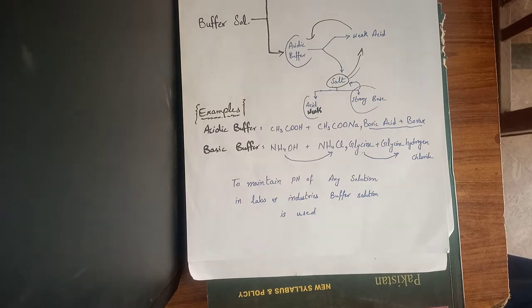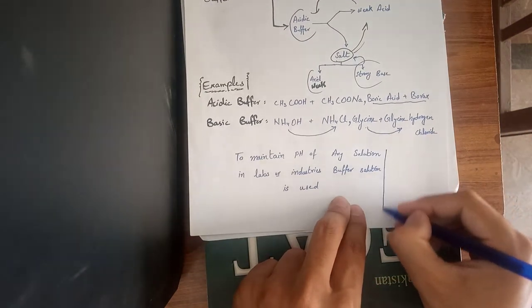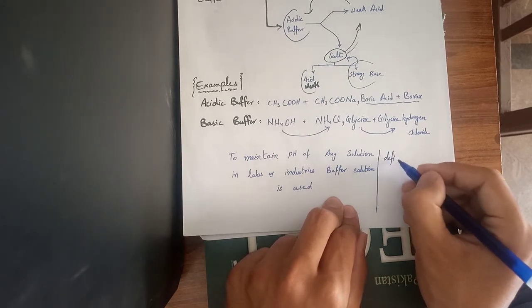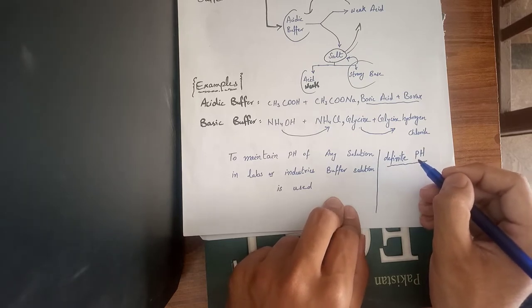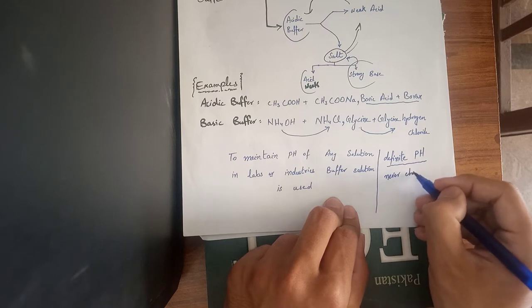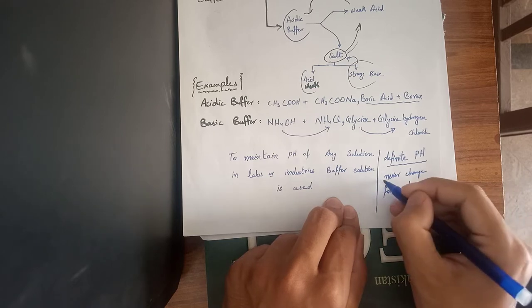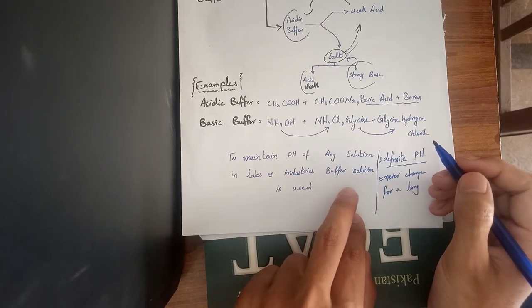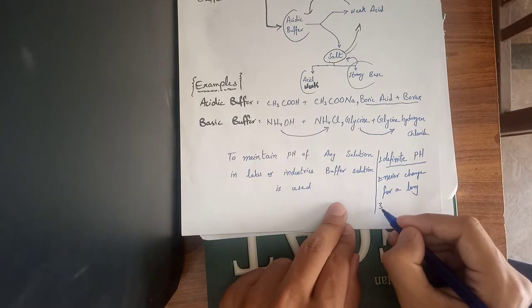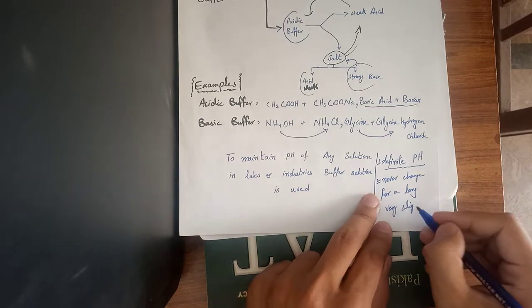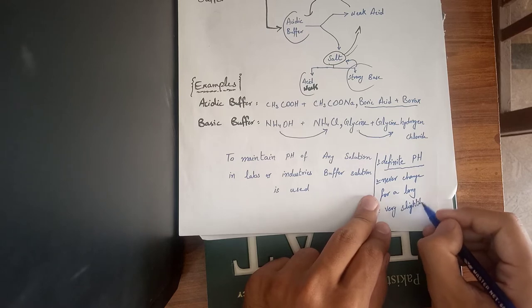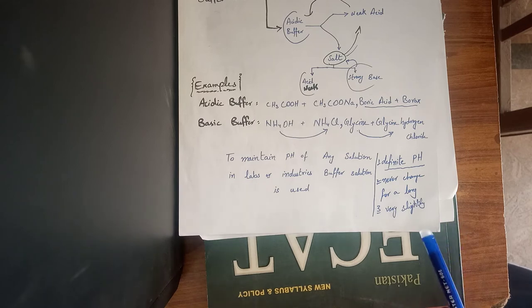I will also tell you the properties of a buffer solution. The properties include a definite pH, meaning the pH is almost defined and constant, and never changes for a long time. This is point 1. Point 2: when adding a small amount of acid or base, the pH changes very slightly, almost a negligible change. So this is the property of a buffer solution.